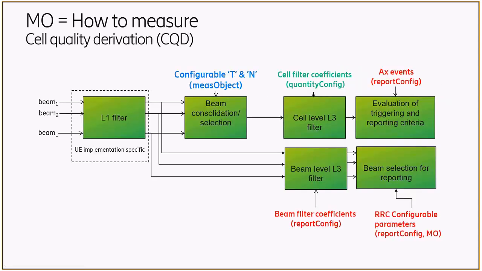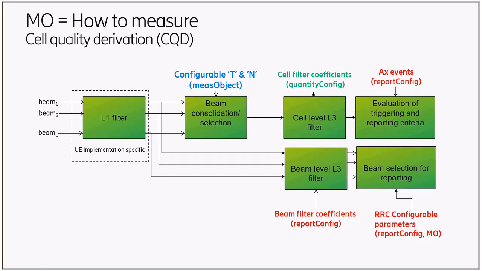And this is what we call the measurement model, and that is where we go a little bit beyond the MO. So basically, you have this layer 1 filter, and you have these beam measurements for each of the beams. Then you have this beam consolidation and selection, which is basically this threshold we discussed, but also the number of beams you picked and how you average them to define the cell quality.